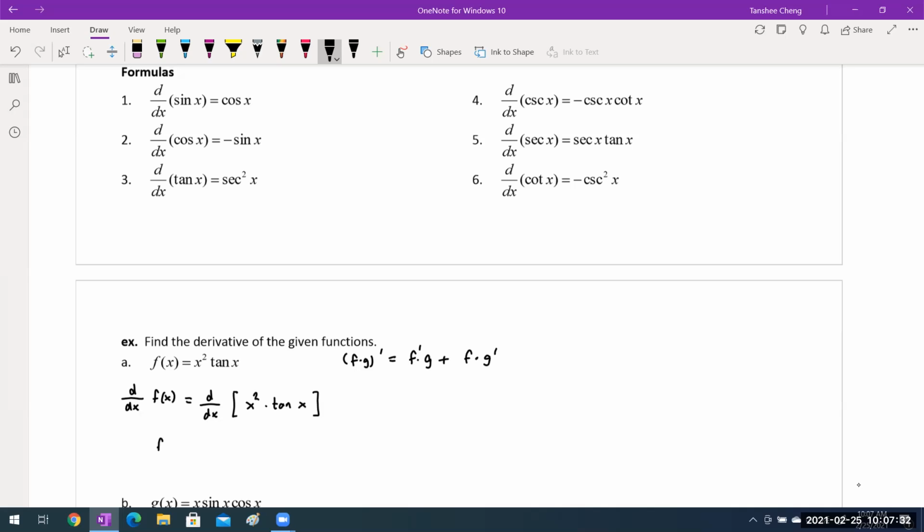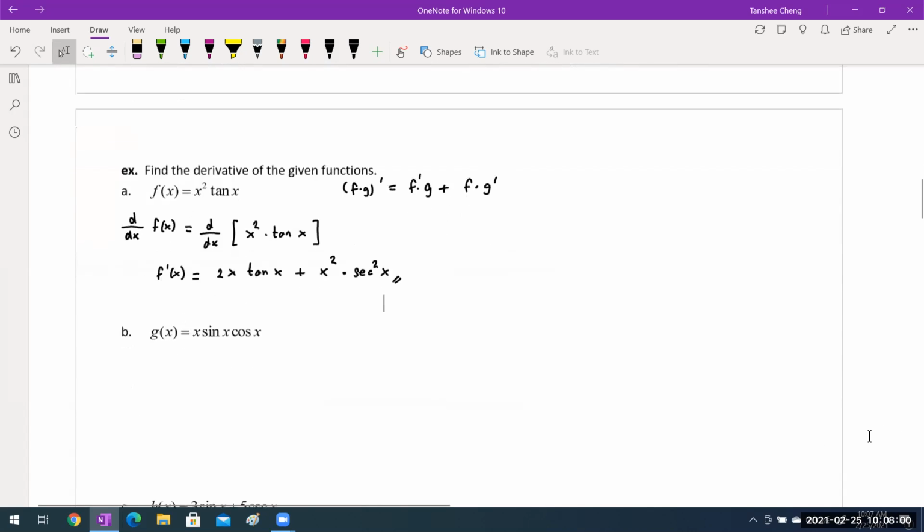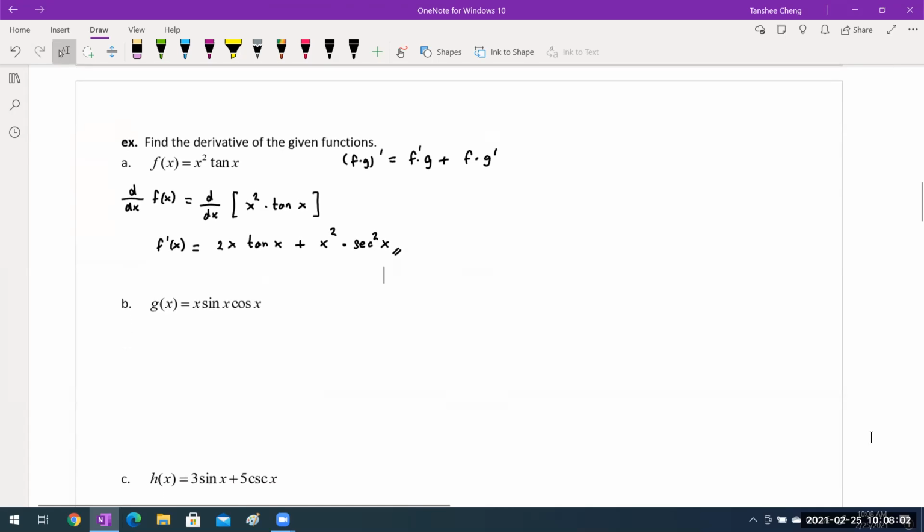So being said that, I'm going to take the derivative of the first factor, which is x squared. That will give me 2x times the second factor, which is tangent x, plus the first factor, x squared, times the derivative of the second factor, the derivative of tangent, which is secant squared x. And this will be my final answer. So I basically write down the formula and apply it.